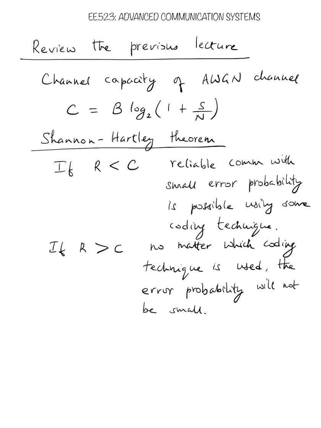And then we started off with channel coding. Because the whole idea here is that we can have a small error probability by using some kind of coding technique. So we started off with some basic coding techniques. We call these channel coding.